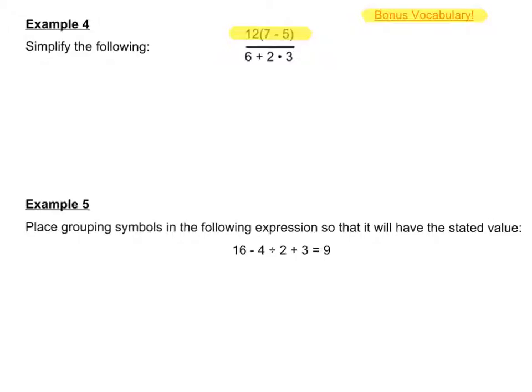Continuing on, we have more examples. But first I'm going to stop because we have a bonus vocab word. If you look at this highlighted area, we have 12 parentheses 7 minus 5. And so we can simplify and solve this. However, if we chose to instead multiply it out, like so, what is that vocab called?